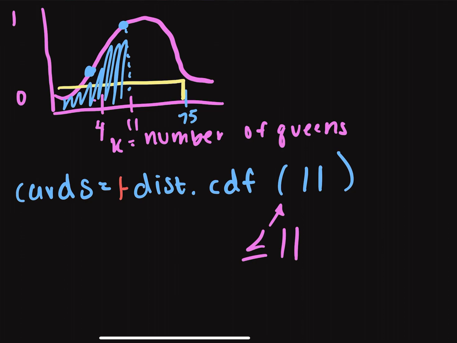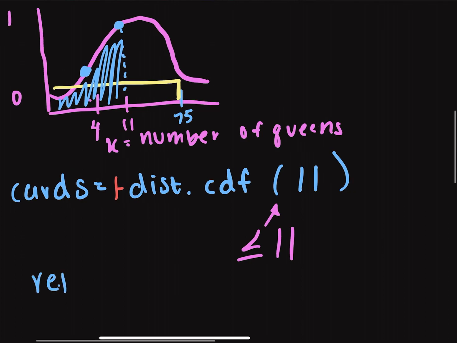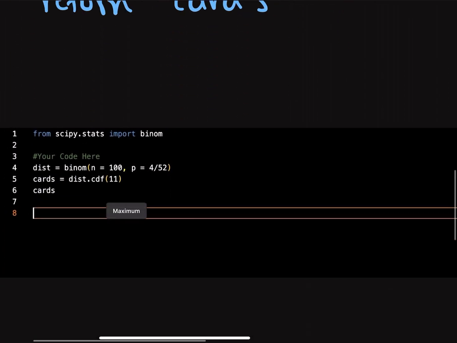Once we have our cards variable, this should be storing the probability now, so we can just go ahead and return cards. So your final code should look something like this.